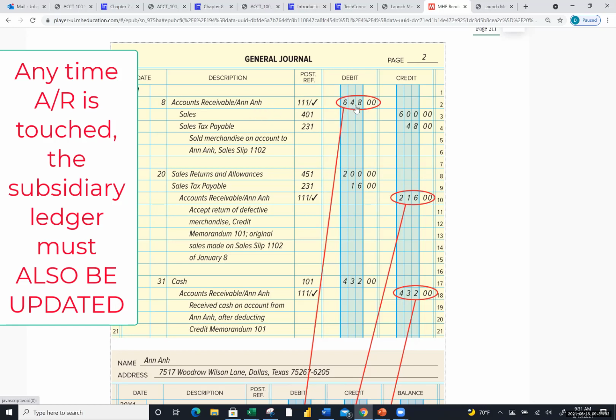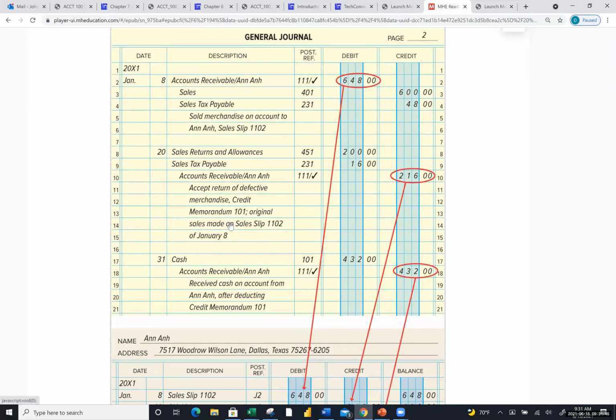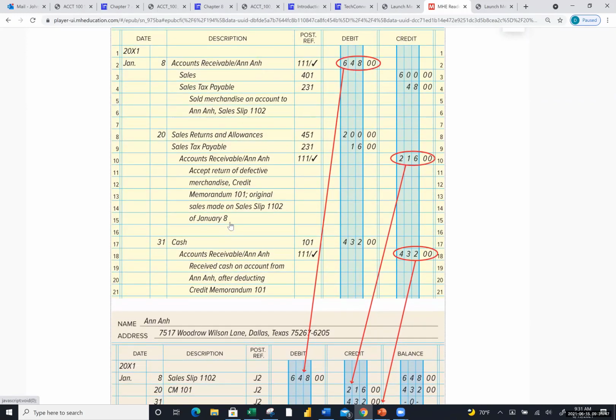So at any given point in time, if Ann calls in or some other customer calls in, we can answer intelligently about her balance or answer any questions she may have. So any questions on how that controlling subsidiary relationship works? We're going to jump in and try one, but any questions so far?